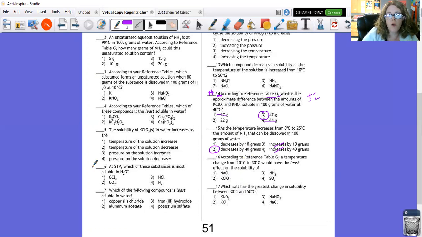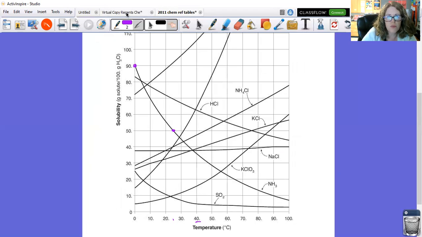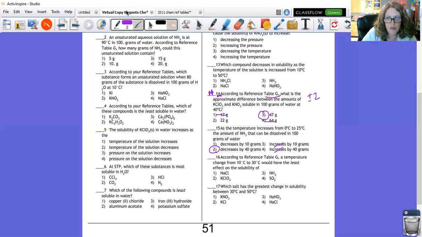All right, so number 16. According to reference table G, a temperature change from 10 to 30 degrees would have the least effect on solubility of which substance? It means it's going to be a flatter line, not a steep line. So let's go from 10 to 30, and we're going to look at sodium chloride, potassium chlorate, and ammonia.